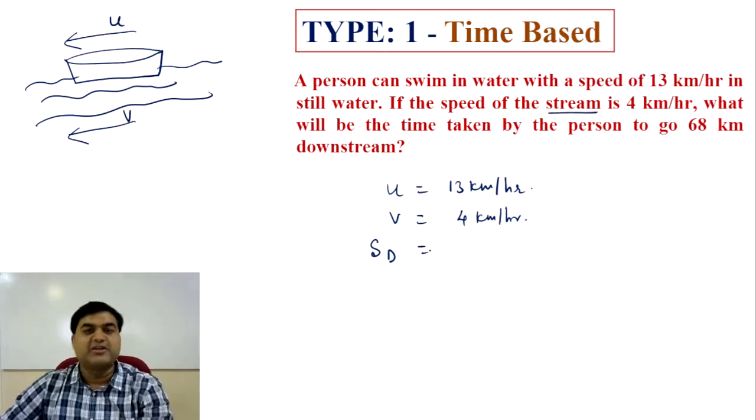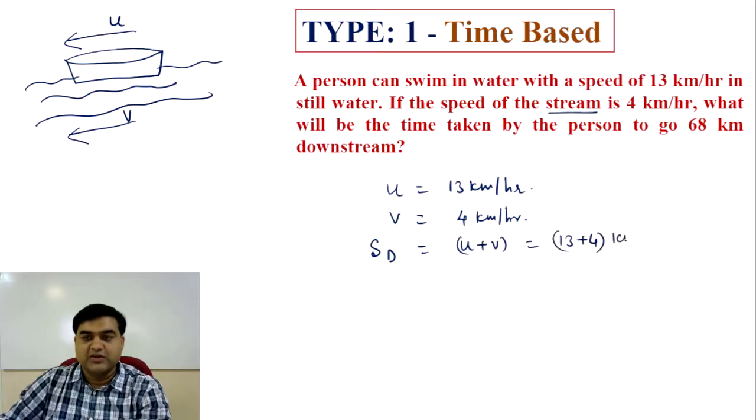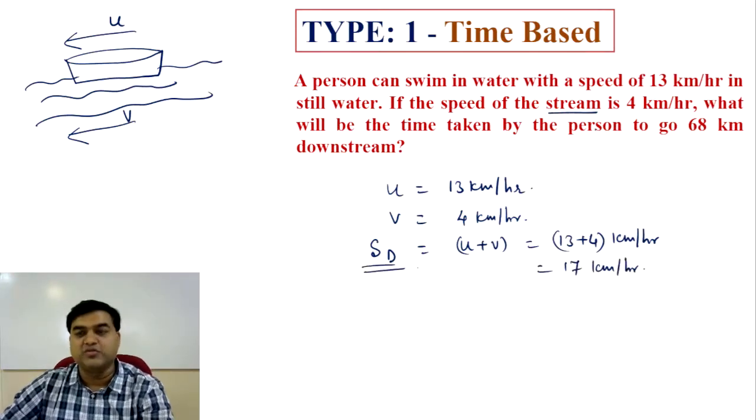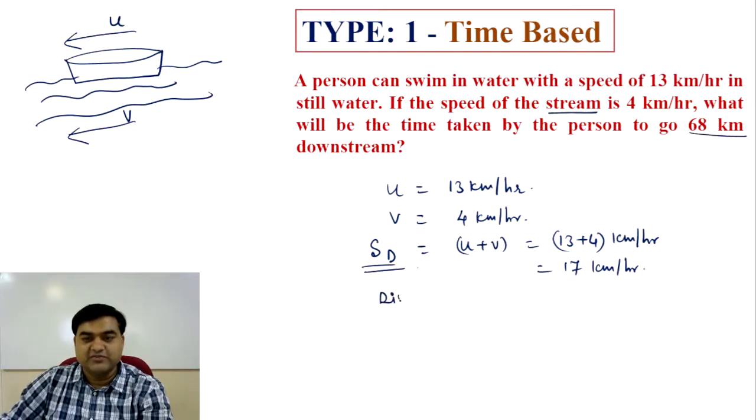So the speeds will get added. Relative speed is nothing but u plus v, that is 13 plus 4, which is 17 kilometer per hour. So this is the speed in downstream. And how many kilometers does he have to go? The distance is given as 68 kilometers. So what will be the time?